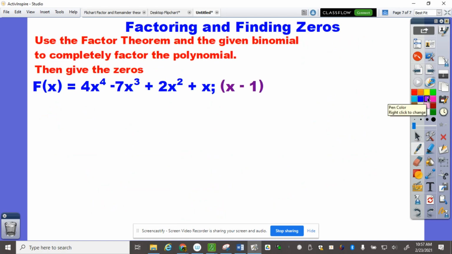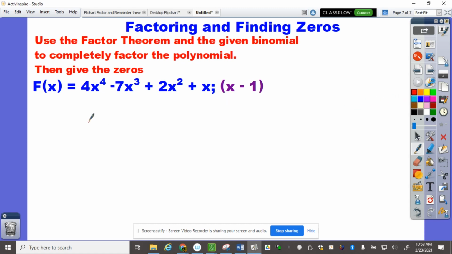Factoring and finding zeros. Use the factor theorem and the given binomial to complete the polynomials, then find the zeros. Here we have f of x equal to 4x to the fourth minus 7x cubed plus 2x squared plus x. You're given x minus 1 here. x minus 1 is a factor, okay? Then we have to find the rest.